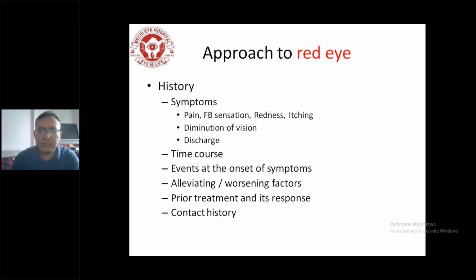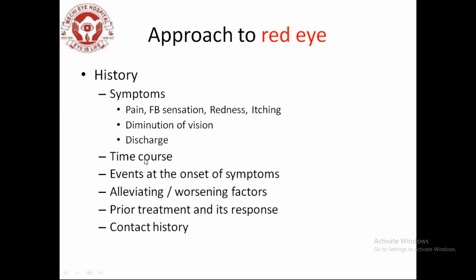So how to approach the red eye? So we should be knowing the history. In symptoms, we should be knowing the pain, sensation, redness, itching, diminution of vision, discharge, and the time course. Events at the onset of symptoms, how the symptoms started. Was it by some foreign body or trauma?